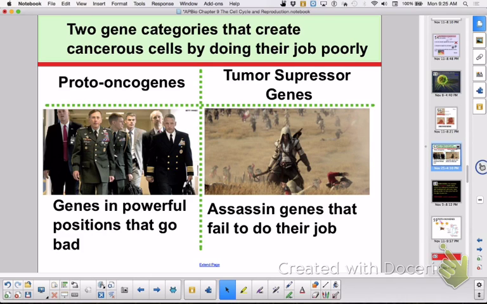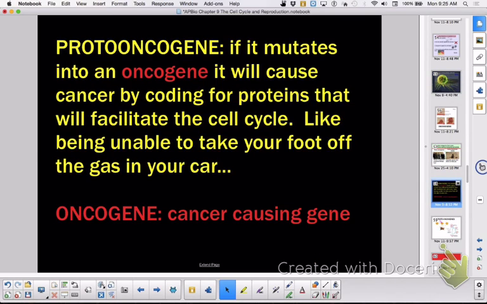The proto-oncogene can mutate into what's called an oncogene, and say, go cell cycle, go, and your tumor suppressor genes are like, I got nothing for you, and they're not assassinating those bad cells. So let's start with the proto-oncogene.